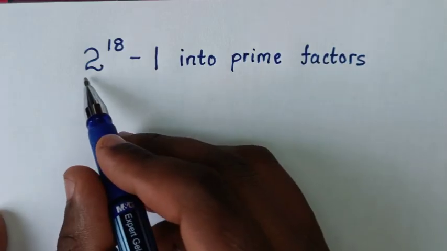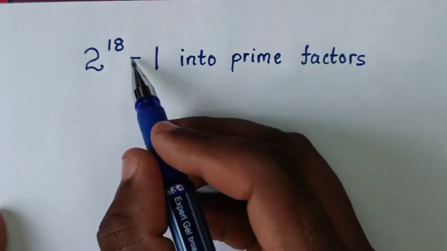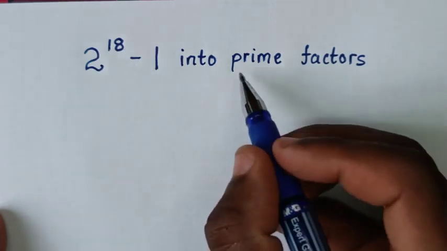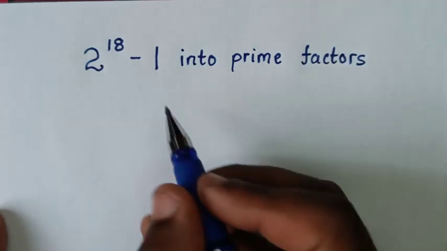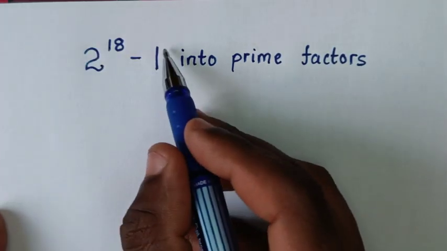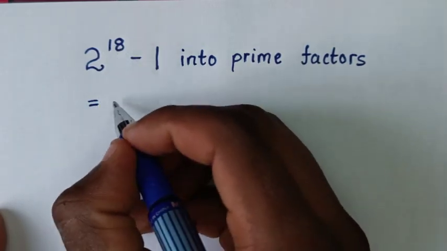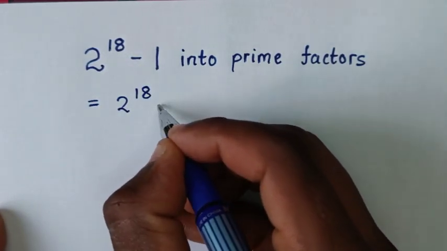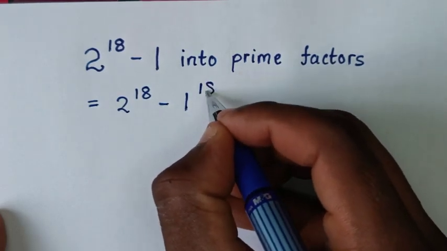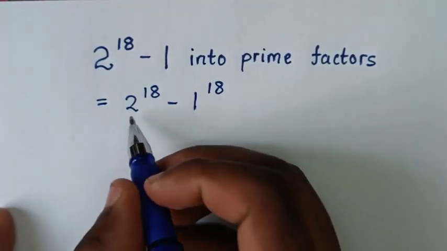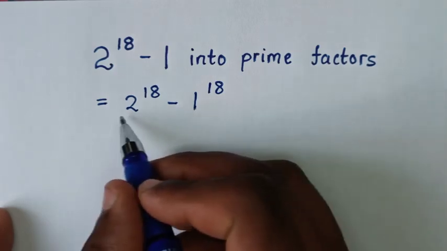Hello, you are welcome to solve this math problem, which is 2 power of 18 minus 1 into prime factors or prime numbers. So we'll change this into prime numbers. So it will be equal to 2 power of 18 minus 1 power of 18, which is still 1. So we change into this form so as we can change it into perfect square.